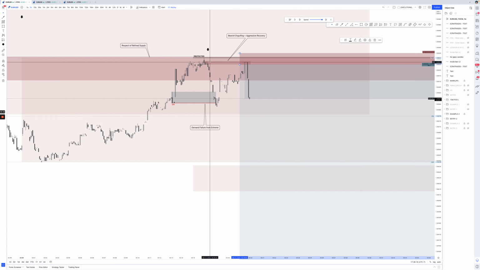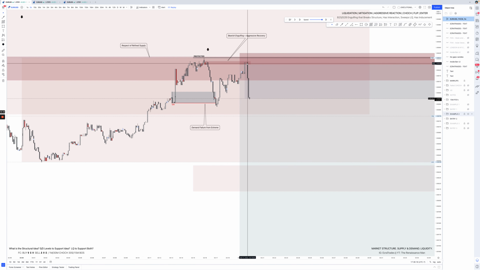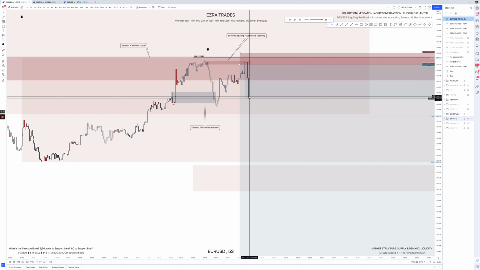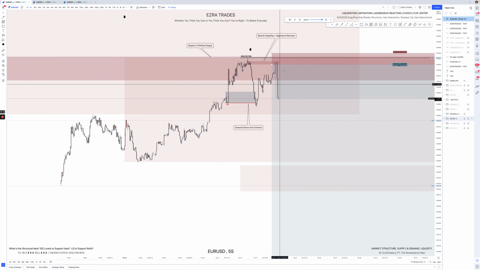We go to the 5 seconds. Look at how clean that looks. Price came in, 5 seconds, 10 seconds. It just stalled and then immediately engulfing to the downside. So now we have another buy to sell engulfing away from our point of interest.